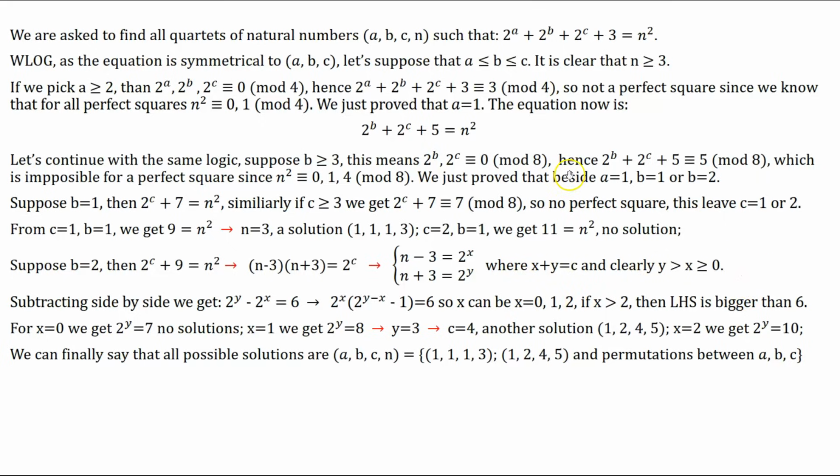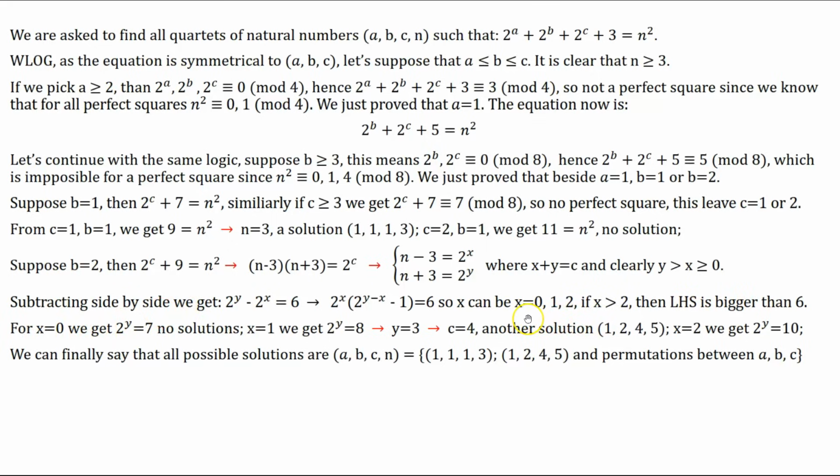So by subtracting side by side the two equations, we will get that 2 to the power y minus 2 to the power x is equal to 6, or by factorizing 2 to the power x, we'll get 2 to the power x times 2 to the power y minus x minus 1 is equal to 6. Now, in order for these two sides to be equal to each other, x can take these values 0, 1 or 2, because if x is greater than 2, then the left-hand side will be bigger than 6.